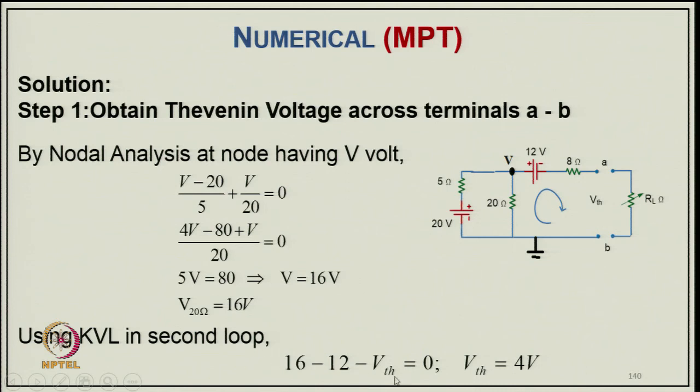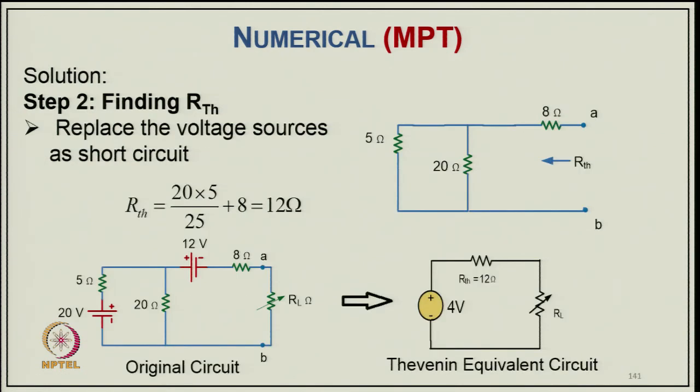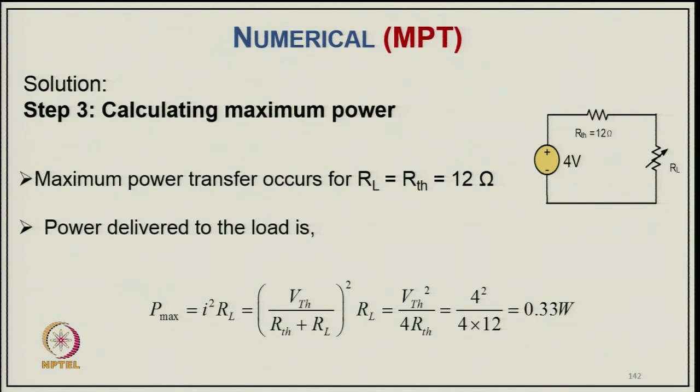Applying Kirchhoff's law in this circuit, we get 16 minus 12 minus VTH equal to 0. So, VTH is 4 volt, the open circuit voltage, and the resistance is found simply by short-circuiting the voltage source. So, this circuit comes, and RTH is 12 ohm. Now this circuit is modified to a 4 volt Thevenin equivalent voltage with a 12 ohm Thevenin equivalent resistance, and RL here. From this we can find the maximum power, which occurs only when RL equals 12 ohm. Maximum power equals I squared RL, and keeping the values here, we get 0.33 watt.